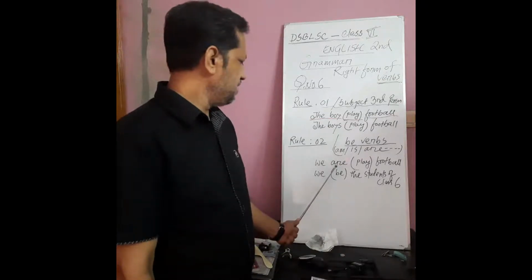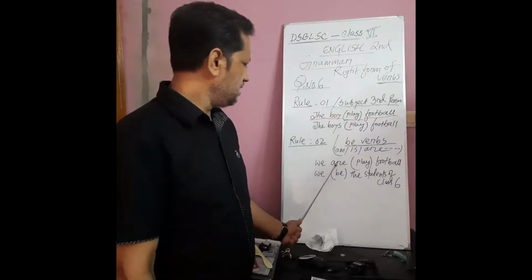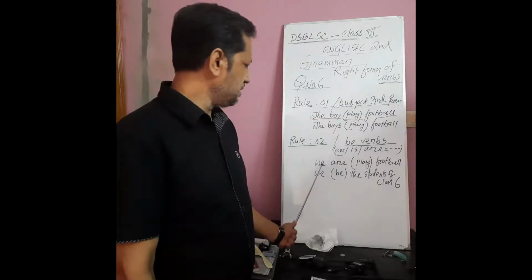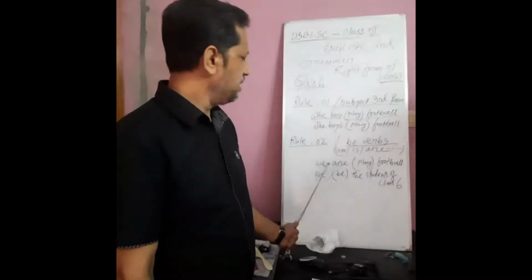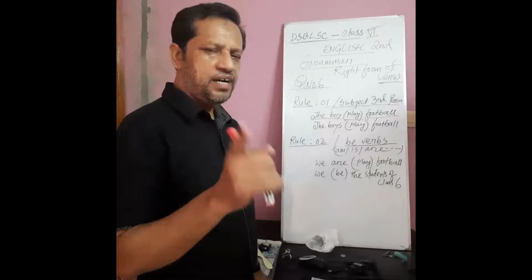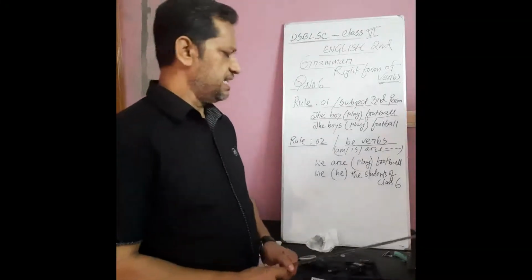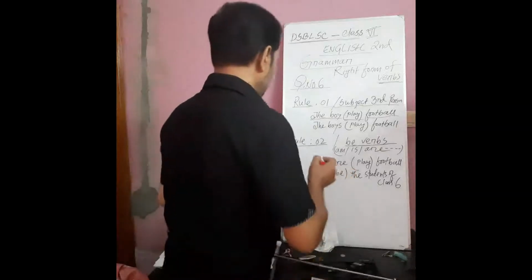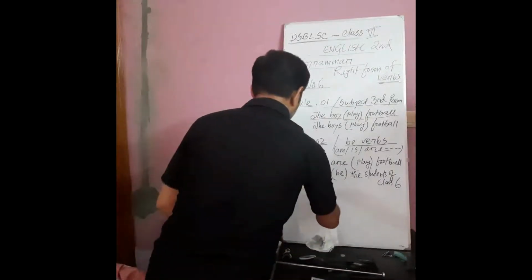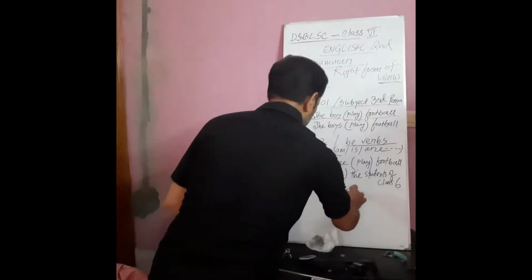The be verb has been used after the subject. Here the subject is we, then are, and the main verb is play. That's why in this sentence you have to write we are playing.